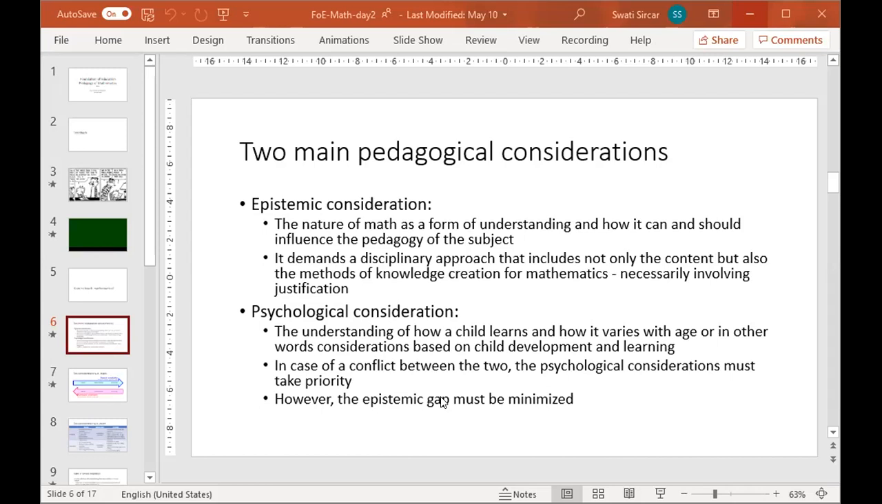The second part, which is more important for primary and less and less as we move up, is the psychological consideration, like how a child learns and how that changes with the age of the child, etc. Now, sometimes because math starts so early, this epistemic consideration and psychological consideration clash with each other. And when that happens, psychological consideration must take priority, because ultimately the learner has to learn. And if the learner is not ready, or needs a certain phase of his or her life, that needs to be acknowledged.